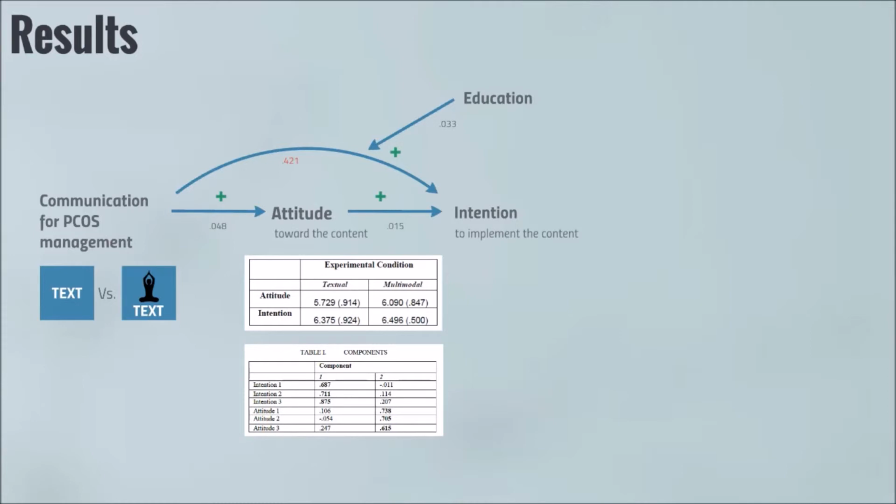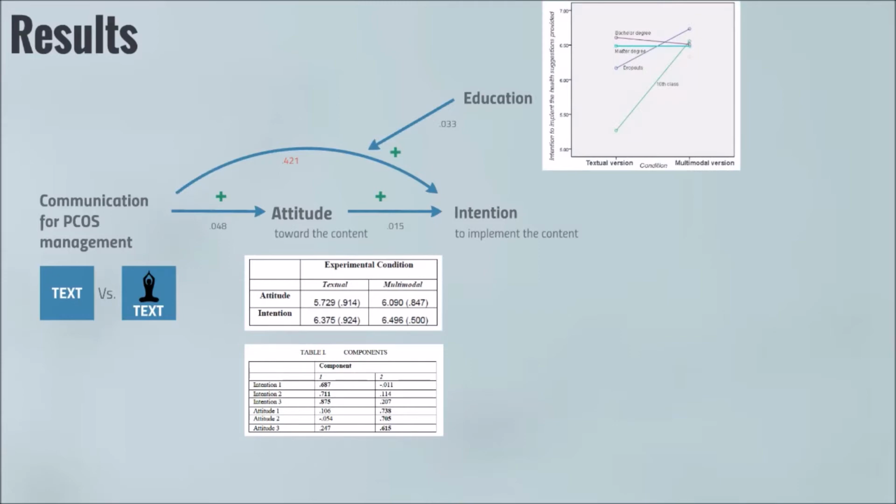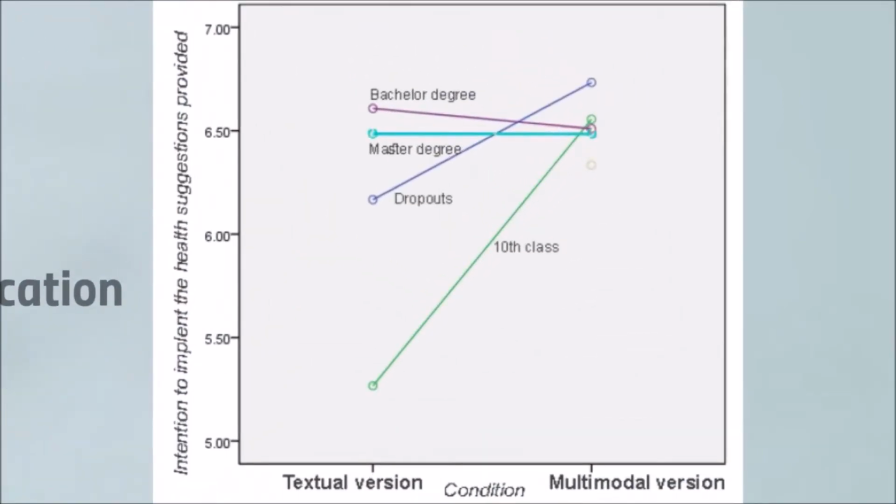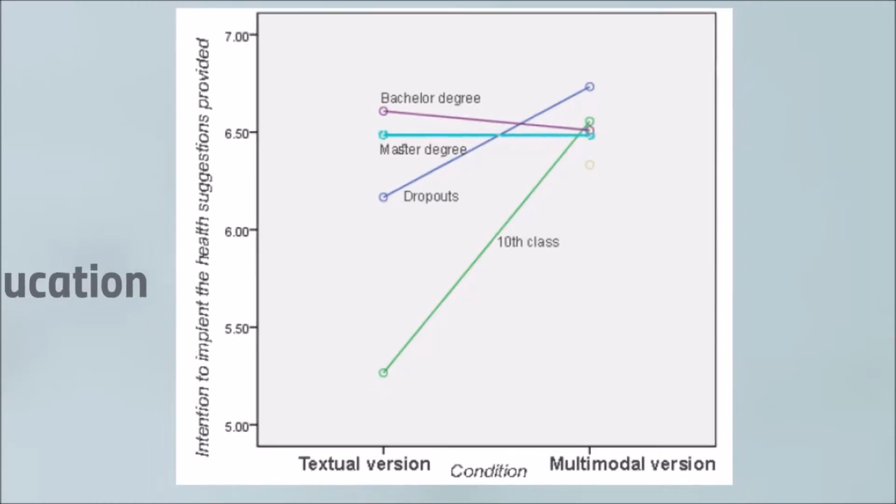We found a significant moderation of educational level on the intention to implement the health practices described in the information. The lower the educational level, the more the visual format is effective, as can be seen from the fan-shaped pattern in the figure. For women with only mandatory education, such as 10th class or below, the knowledge visualization version led to a higher intention to change their behavior compared to the textual version, but still lower or equal compared to women with a college degree.